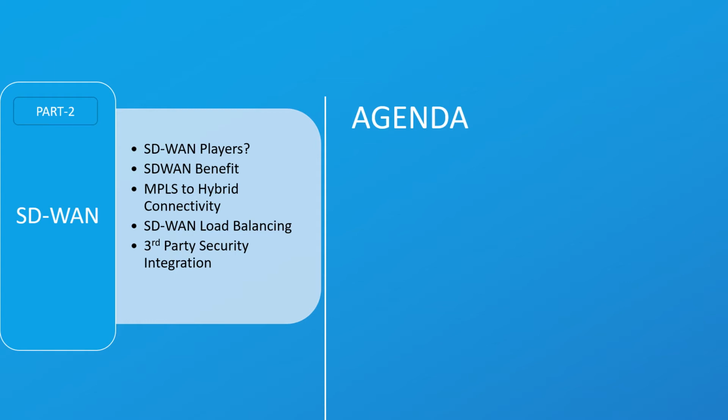Hey everybody, this is the second part of the SD-WAN series. In part 2, our agenda is going to cover all the major players in the SD-WAN market, what benefits we are going to see, and how the MPLS to hybrid connectivity model looks. Then we are going to talk about the SD-WAN load balancing mechanism and what load balancing techniques are provided by different SD-WAN vendors. And finally, we are going to talk about third-party security integration.